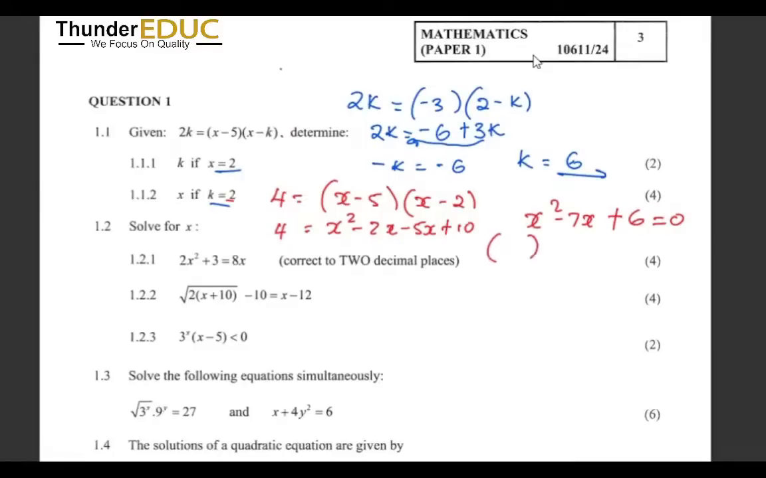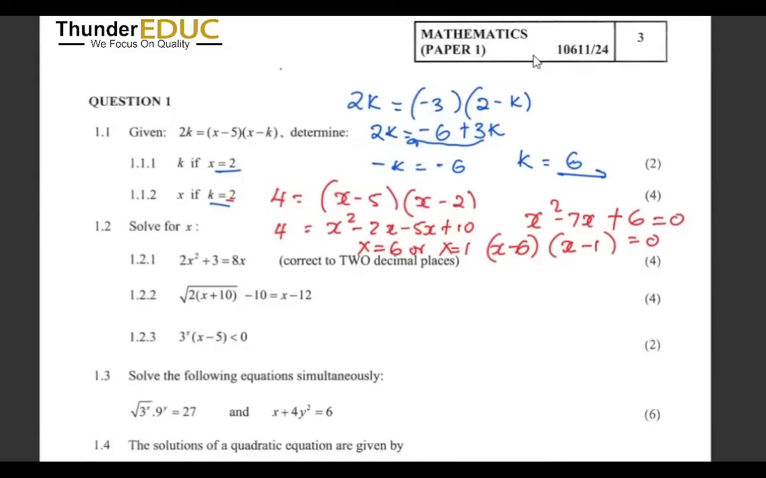Okay, factorize this. We have x minus 6. What went wrong? Let's fix that. We're saying x minus 6 and then x minus 1, because when I open, I'll get that same thing. So either x is a 6 or x is a 1. So those are the values or the answers for 1.1.2.